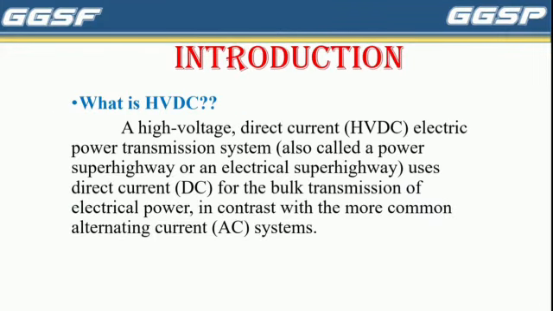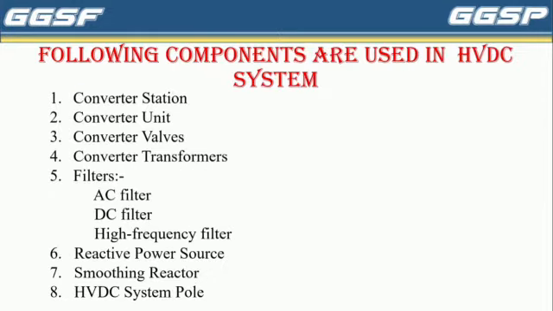Introduction. What is HVDC? High voltage direct current electric power transmission system, also called a power superhighway or an electrical superhighway, uses direct current for the bulk transmission of electrical power, in contrast with the more common alternating current system. The following components are used in an HVDC system.